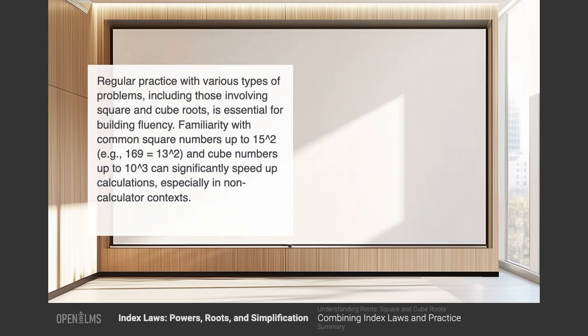Regular practice with various types of problems, including those involving square and cube roots, is essential for building fluency. Familiarity with common square numbers up to 15², e.g. 169 equals 13², and cube numbers up to 10³, can significantly speed up calculations, especially in non-calculator contexts.